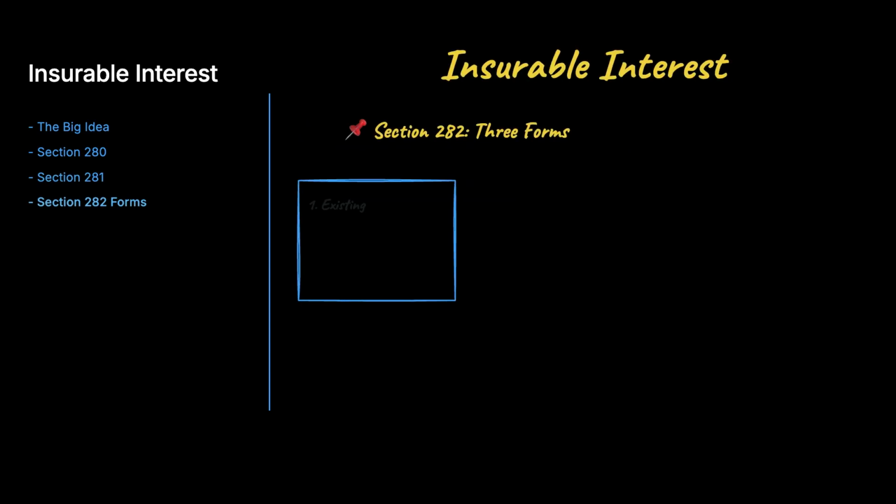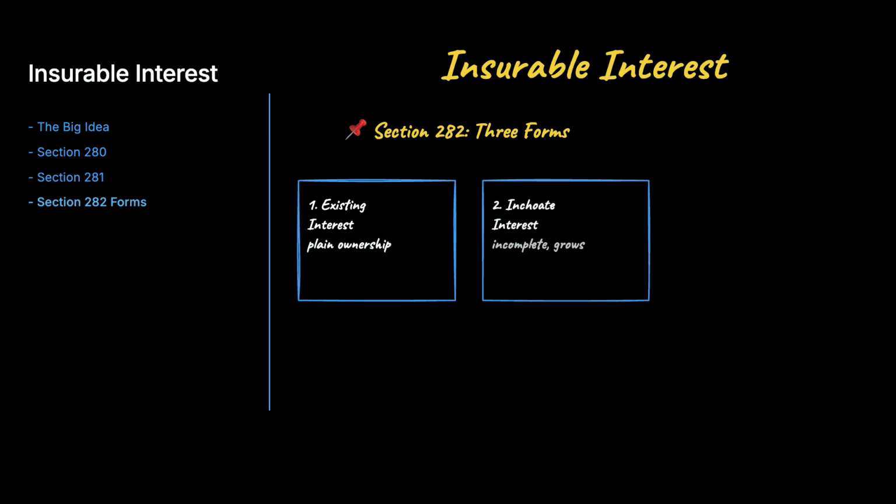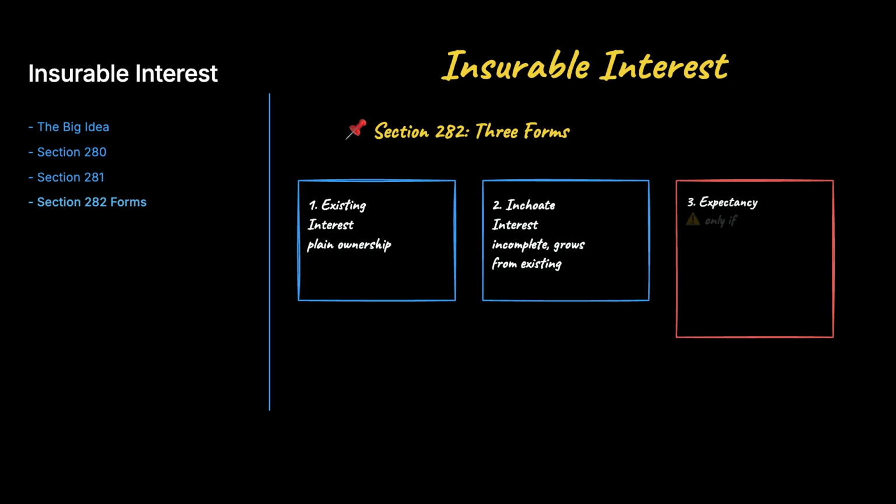Section 282 lists 3 permissible forms of insurable interest in property. First, an existing interest like plain ownership. Second, an incurred interest, an incomplete one that grows out of an existing interest. And third, an expectancy, but only when coupled with an existing interest in the thing the expectancy arises from. That third form has a catch.